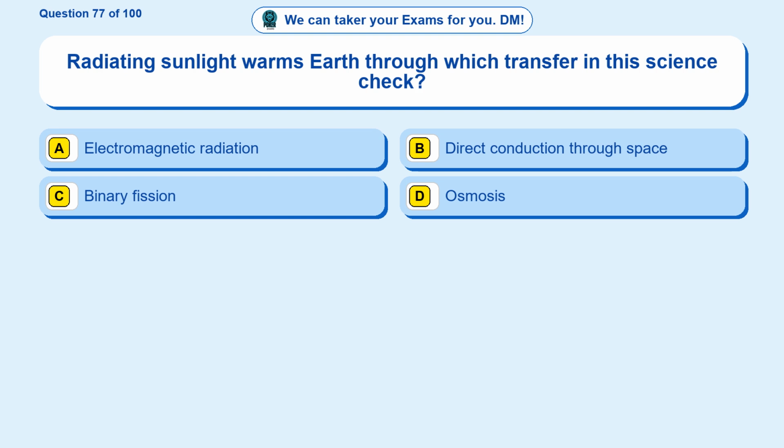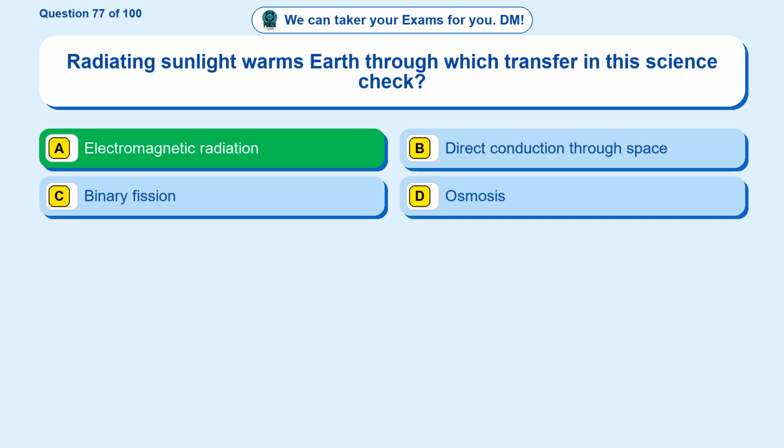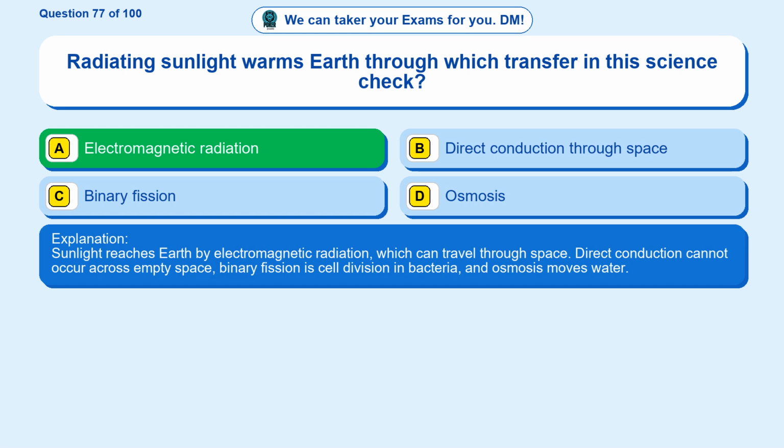Question 77. Radiating sunlight warms Earth through which transfer in the science check? Option A, electromagnetic radiation. Option B, direct conduction through space. Option C, binary fission. Option D, osmosis. The correct answer is option A. Electromagnetic radiation. Sunlight reaches Earth by electromagnetic radiation, which can travel through space. Direct conduction cannot occur across empty space, binary fission is cell division in bacteria, and osmosis moves water.